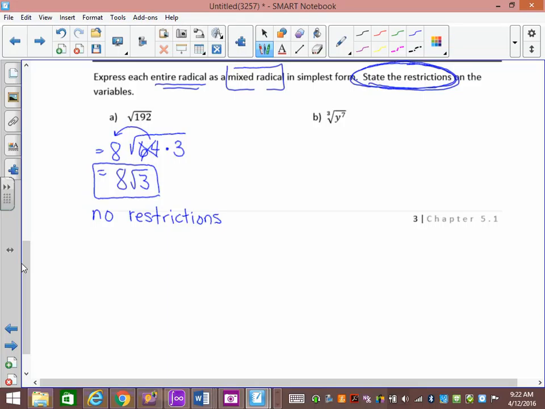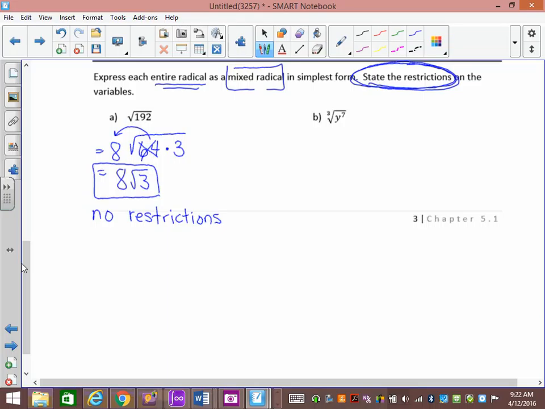And you guys, restrictions are very important because in grade 12 we're going to be looking at equations of radicals and how they transform: stretches, reflections, translations, all that stuff. You have to be able to give the domain and range, and the domain and range are completely based on the restrictions of the variable in a radical. So we need to know our restrictions. Okay, this one doesn't have any numbers in it.